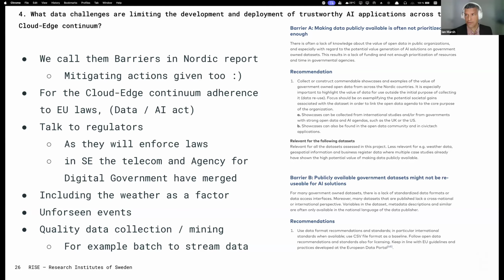They typically outsource these to strong consultancy companies if they don't have them internally. Some do, some don't. Publicly available government datasets may not be reusable for AI solutions. This is interesting, so I just decided to go into the second ones. So this is, again, a mixed one.